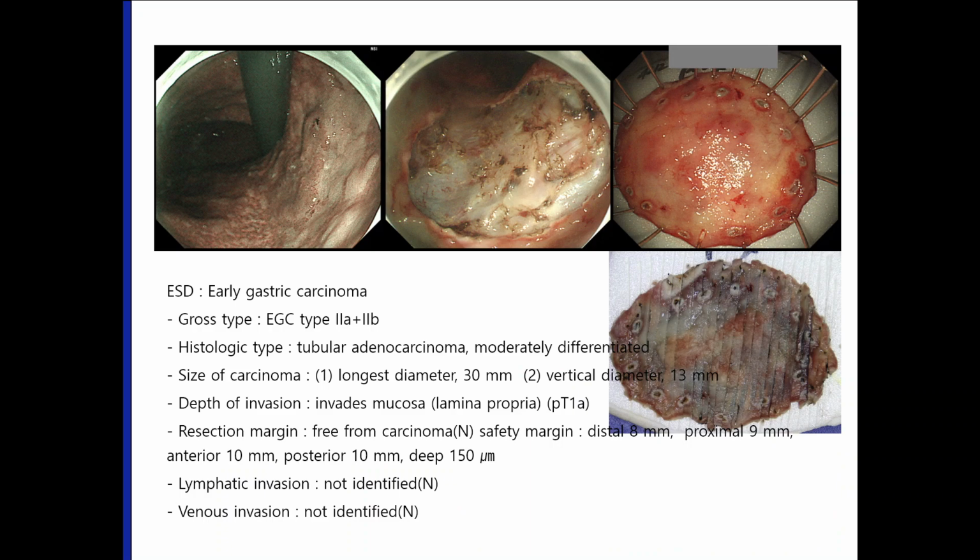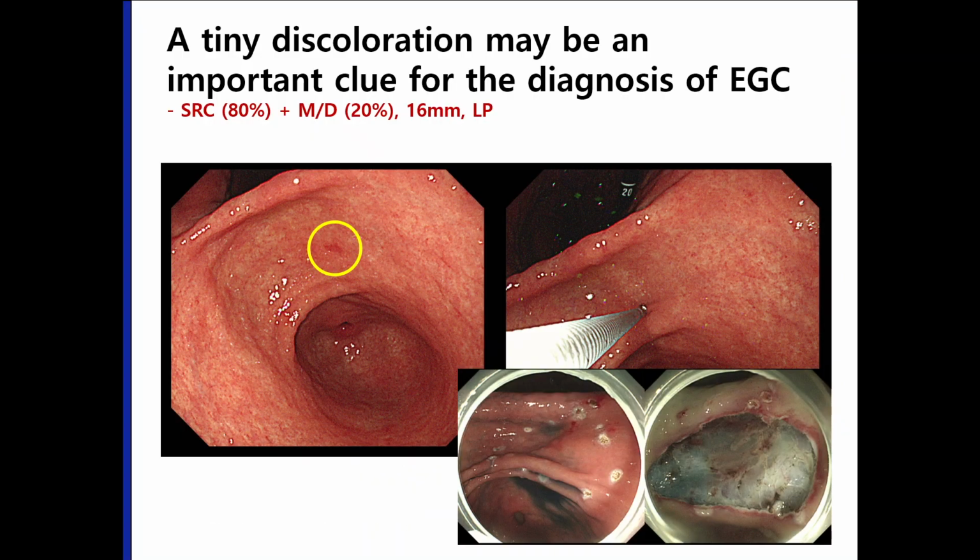In the ESD specimen, it was a 30 mm sized lamina propria cancer. A tiny discoloration may be seen, may be an important clue for the diagnosis of EGC. Actually, in this case, the slightly depressed red area was only part of the EGC type IIb plus IIc. Only part of the EGC type IIb plus IIc.